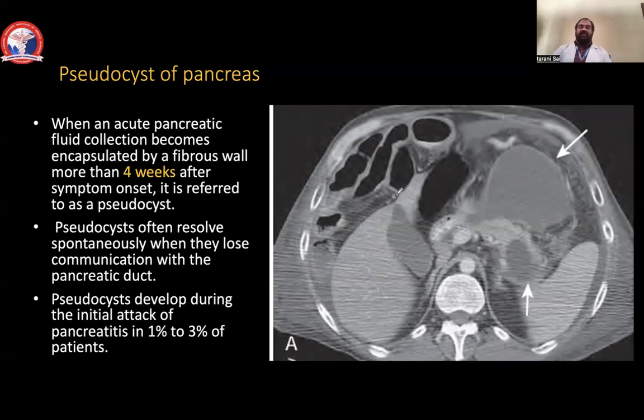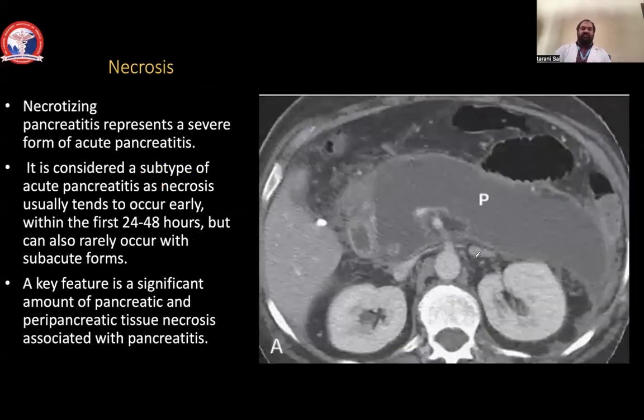This is a CECT in the portal venous phase in the same 43-year-old patient who came for a follow-up after 4 weeks, showing a well-defined, circumscribed cystic mass in the peripancreatic region. A similar mass is also seen near the tail region. These are the pseudocysts.